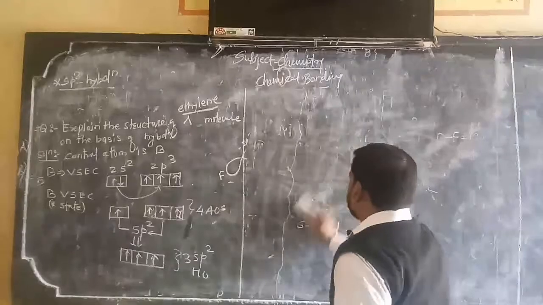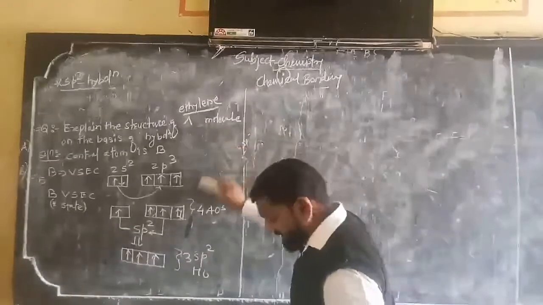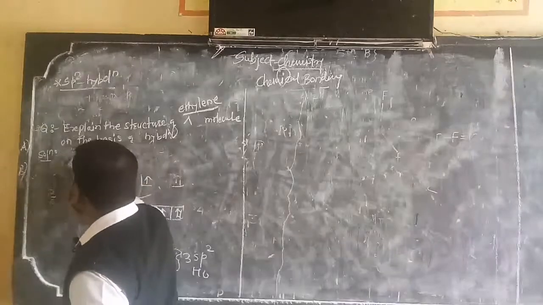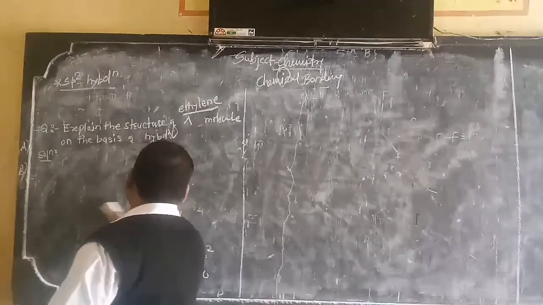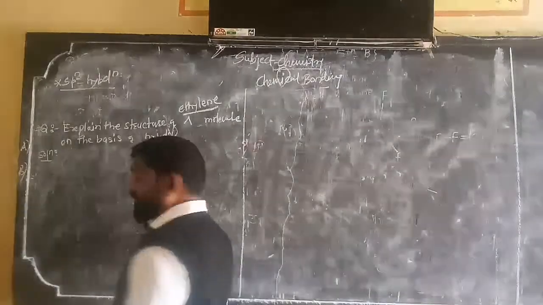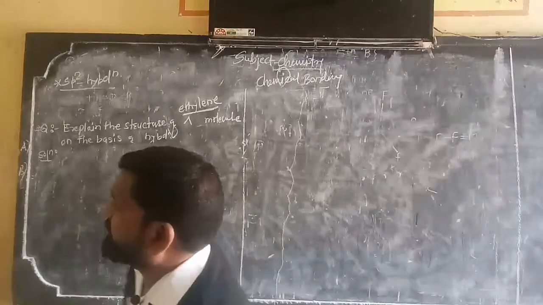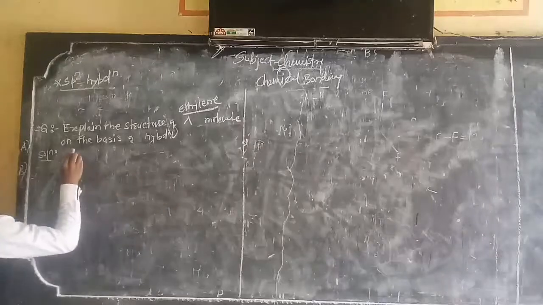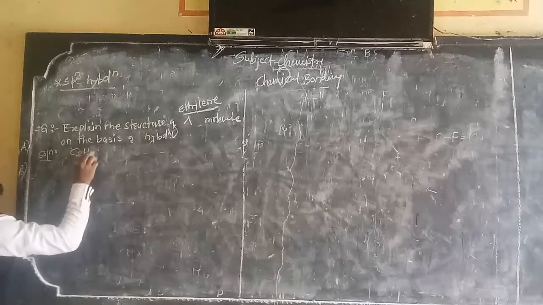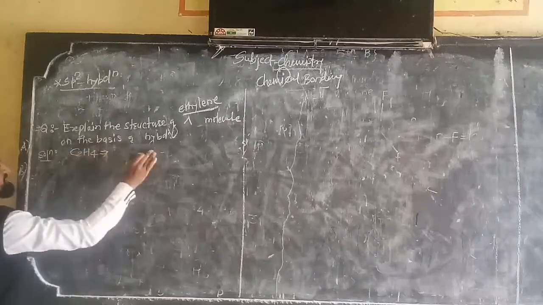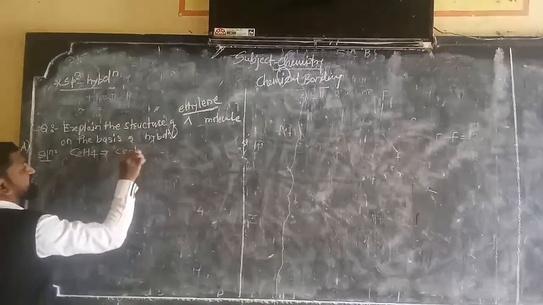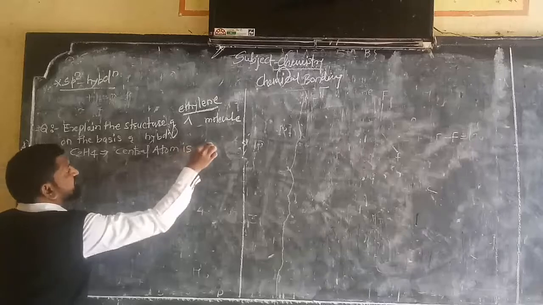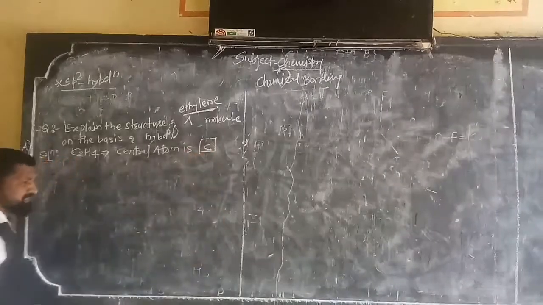Now in ethylene, the molecular formula of ethylene is C2H4. What is the molecular formula? C2H4. And in that C2H4 we will consider carbon as the central atom. So ethylene has the formula C2H4. So I am writing C here, the central atom is carbon.